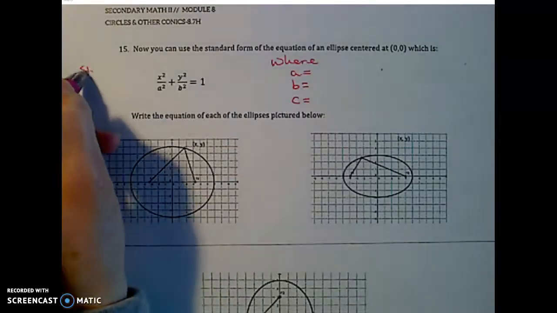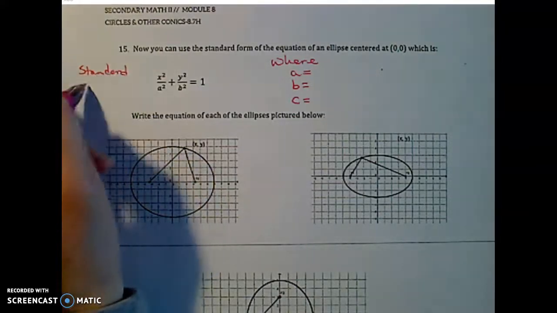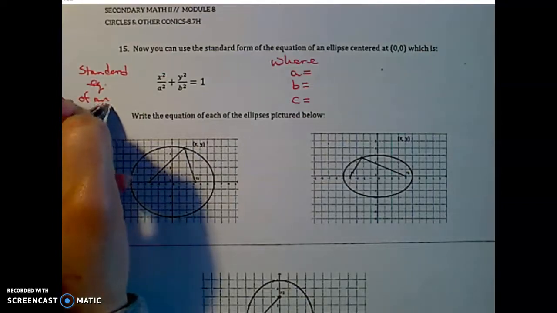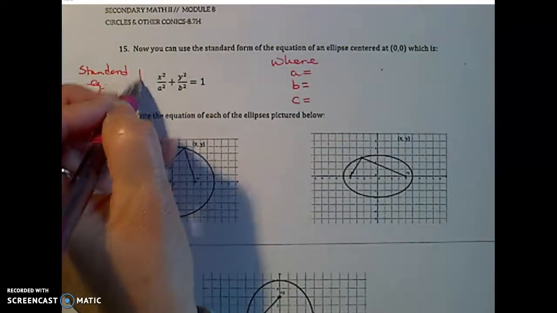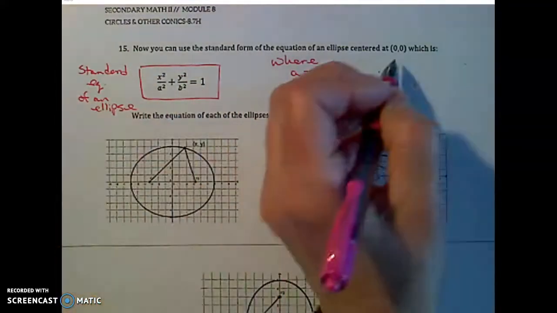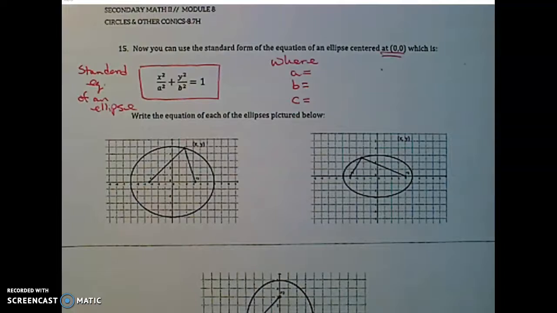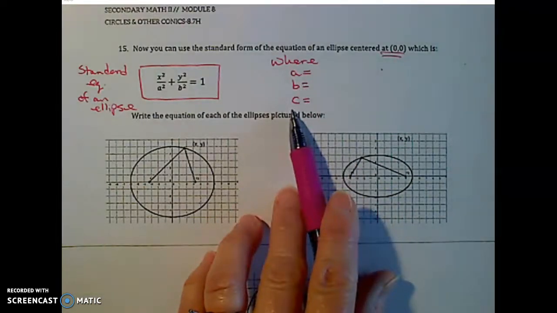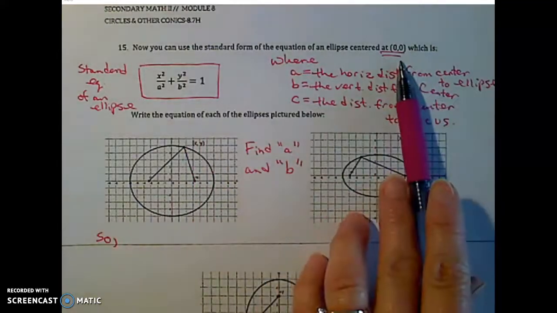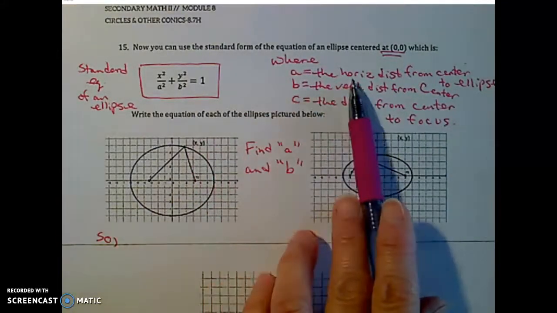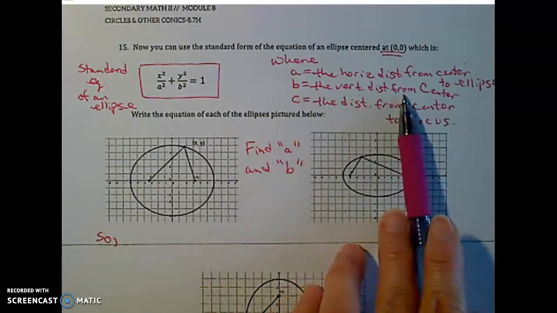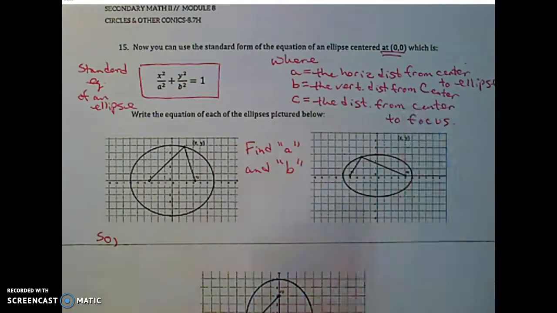The standard equation of an ellipse is not super easy to derive. This is the standard equation of an ellipse. We will write it as x squared over a squared plus y squared over b squared is always equal to 1 when the center of our ellipse is at 0, 0. I'm going to define what a, b, and c are so you have it right next to that standard equation. For an ellipse centered at 0, 0, here's the standard equation where A is the horizontal distance from the center to the ellipse, B is the vertical distance from the center to the ellipse, and C is the distance from the center to the focus.